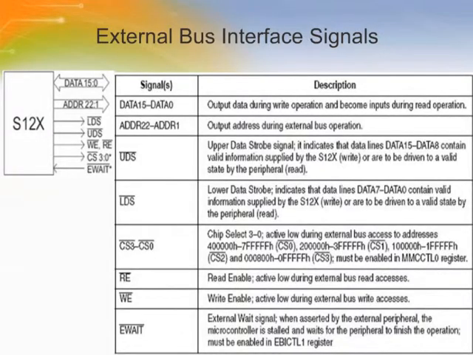Here are the external bus interface signals that are used by the S12XE devices. Two operations can be performed on the external bus, read and write. During a write operation, data is transferred from the S12XE microcontroller to the peripheral connected to the external bus. During a read, data is transferred in the opposite direction, that is, from the peripheral to the S12XE microcontroller. The address lines are always driven by the external bus interface even when there is no external bus access performed.